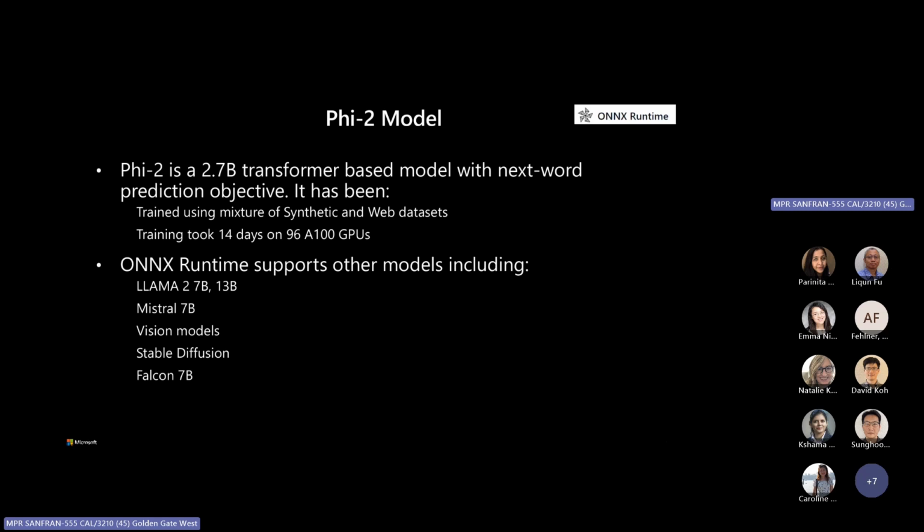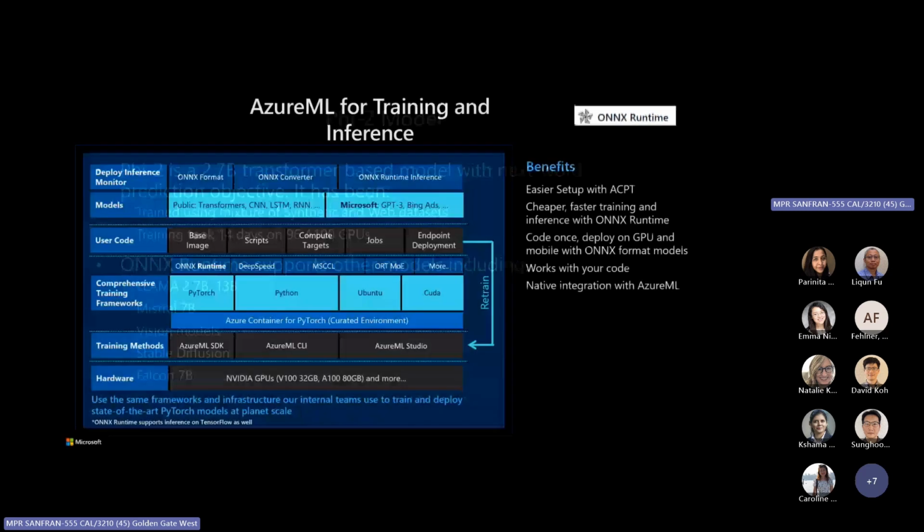And we also support Stable Diffusion, Falcon 7 billion models, and so on. For most of the models, we get better performance and easier integration with very few lines of changes, and you get these additional benefits. So let's talk about how it all comes into the picture and how you can use this for your training workloads.